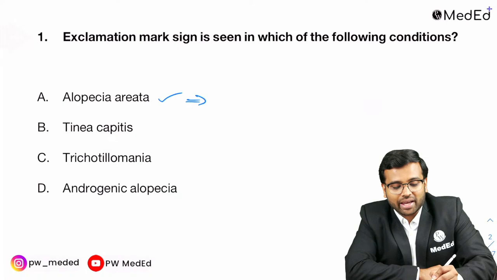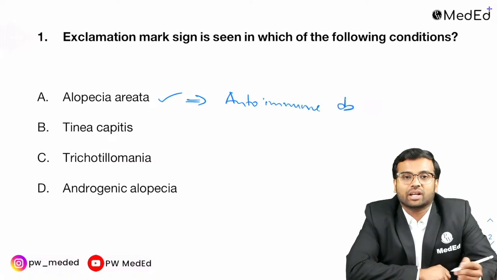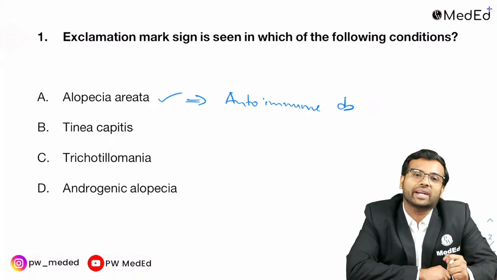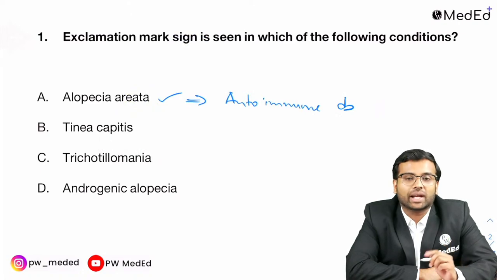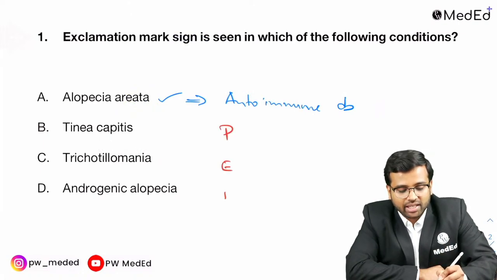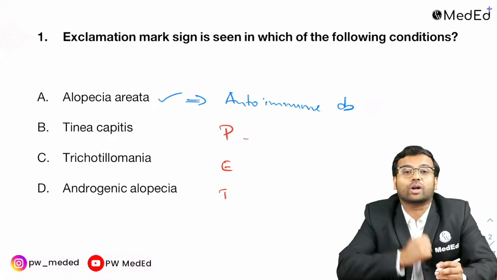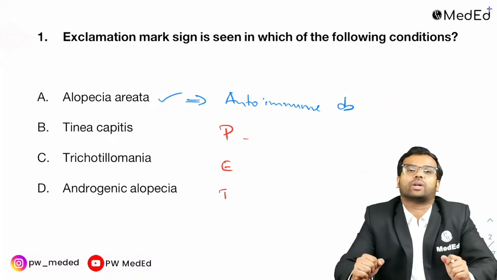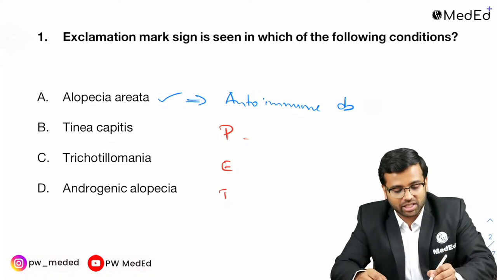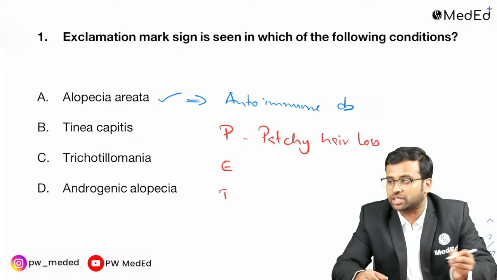Alopecia areata, as you must have learned, is an autoimmune disease, right? Now what are the three hair findings in alopecia areata? You can remember them as PET. Now P stands for the type of hair loss. It is going to be a patchy hair loss, right? It is not a generalized hair loss. Instead, it is going to be patchy hair loss.